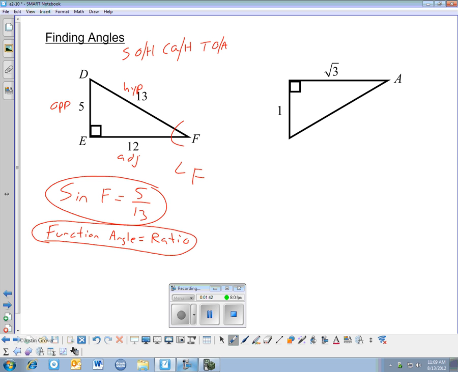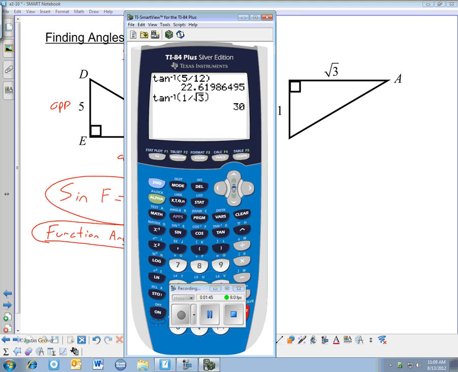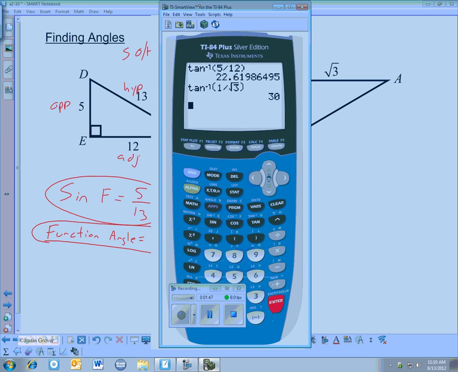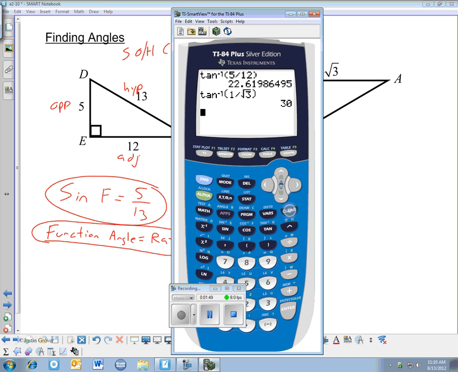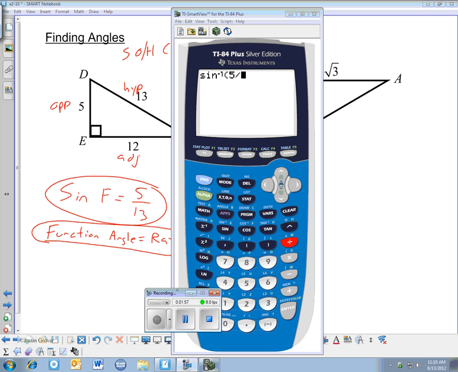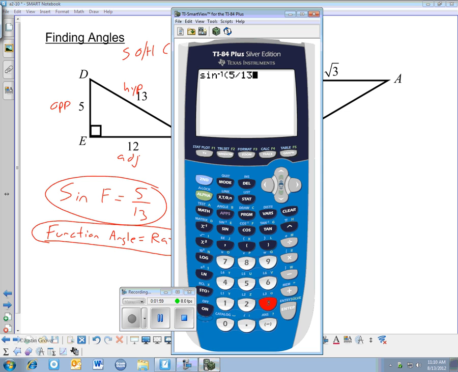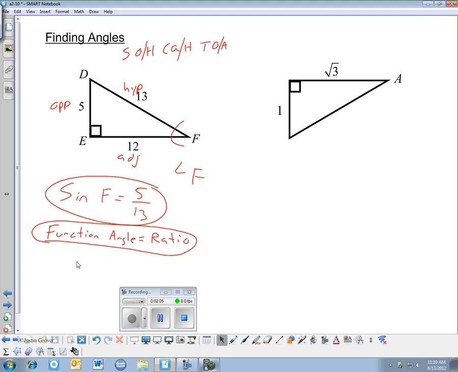But now that I have the function and the ratio, I can find the angle by using my calculator. And what's important is that when we're finding angles, we use the second key in our calculator. So I type in second sine 5 divided by 13. Close the parentheses. And that gives me a value of 22, I'll round it to the nearest tenth, 22.6. So angle F is 22.6 degrees.